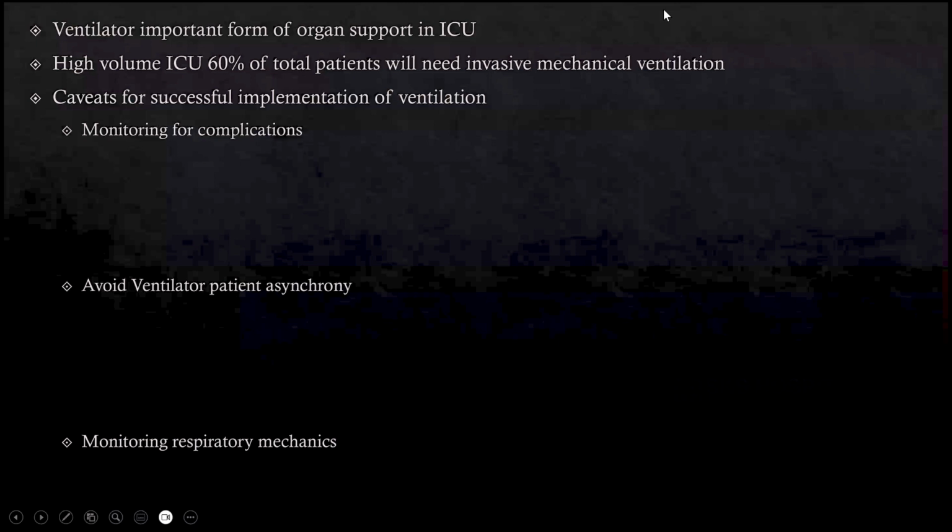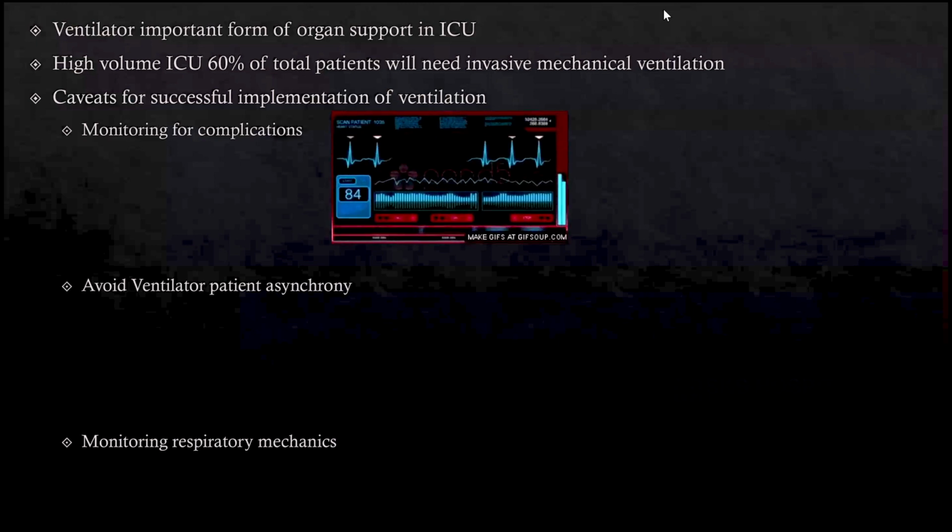As we all know, in a high volume ICU, about two-thirds of patients need ventilation, which means about 60% of the total admissions require invasive mechanical ventilation, and 70 to 80% would require various forms of supportive care. So it is very important to know the nitty-gritties of how we manage a ventilated patient. Many authors say that looking at ventilator graphics is like looking at an ECG for a cardiac patient or an EEG for a neurocritical care patient.